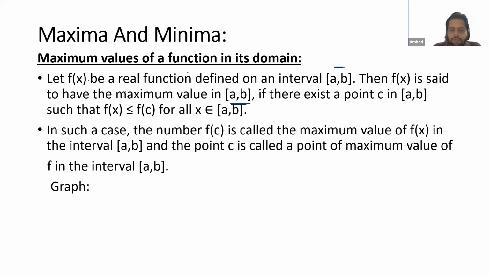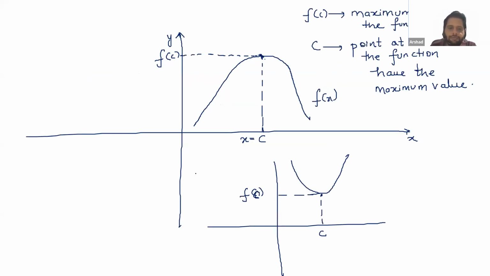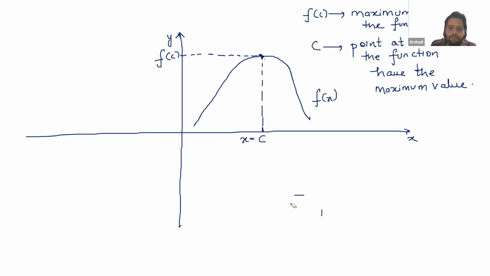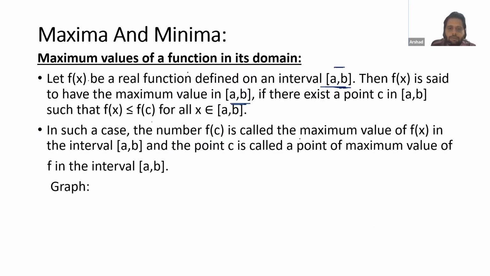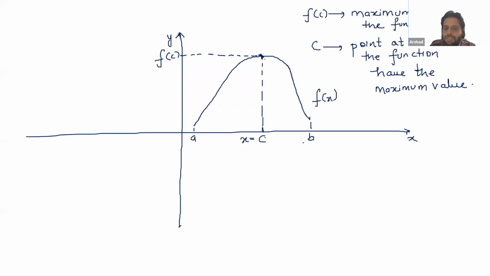So now again check the definition. Let f(x) be a real function defined on this interval AB. If you check our graph, suppose this is A and this is B, then f(x) is said to have a maximum value in AB if there exists a point C in AB such that f(c) is greater than or equal to f(x) for all x belonging to AB. C is also a part of this interval AB. That's why we are saying that f(c) is greater than or equal to f(x).